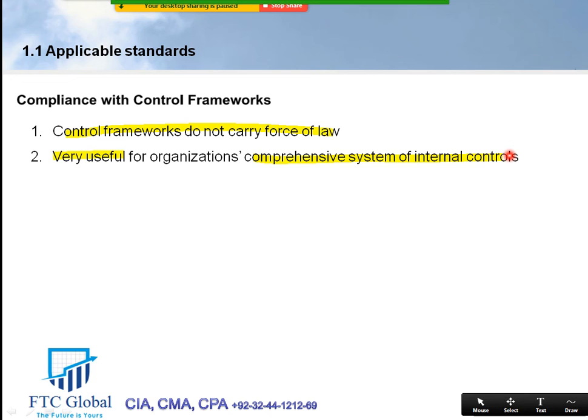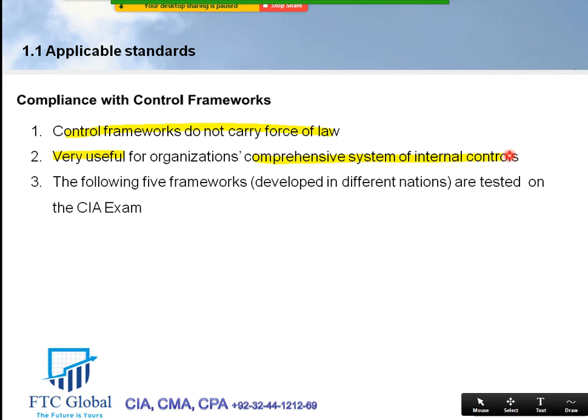So there are basically 5 well-known frameworks. We don't have to read them in detail. Listen to me. These will be tested in the CIA exam, but they are so extensive that it is not possible for us to read each and every component of these frameworks. So we need to know briefly about them. They are in your further chapters when we study ahead. So there are 5 frameworks.